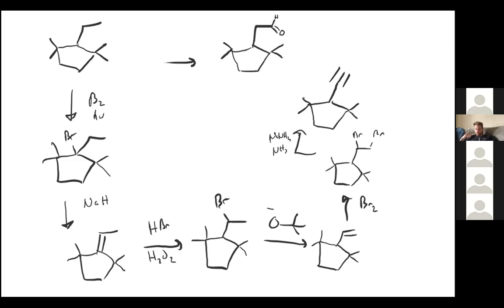Lastly, as we talked about, getting to our final product, all we have to do is throw in our BH3 in NaOH and peroxide. Okay, any questions on this one?